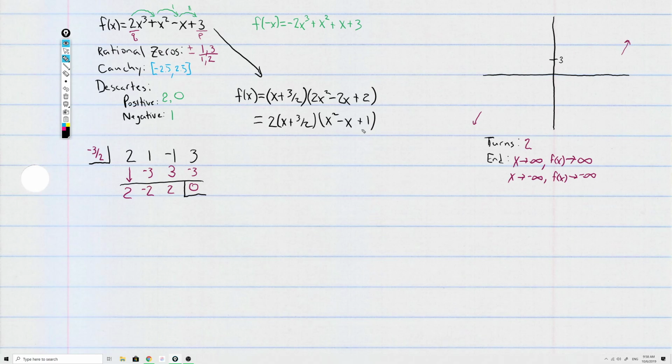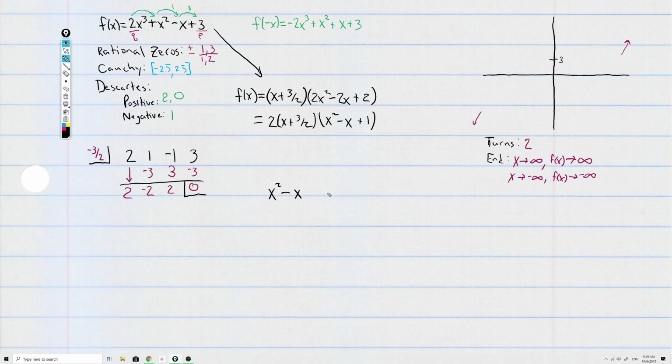Okay, so I need to find out what zeros come from this factor. I'm going to run out of room here, so I'm just going to go down here and we'll find the zeros that come from that. So we have x squared minus x. I'm going to go ahead and skip the first step. I want to set this equal to 0.